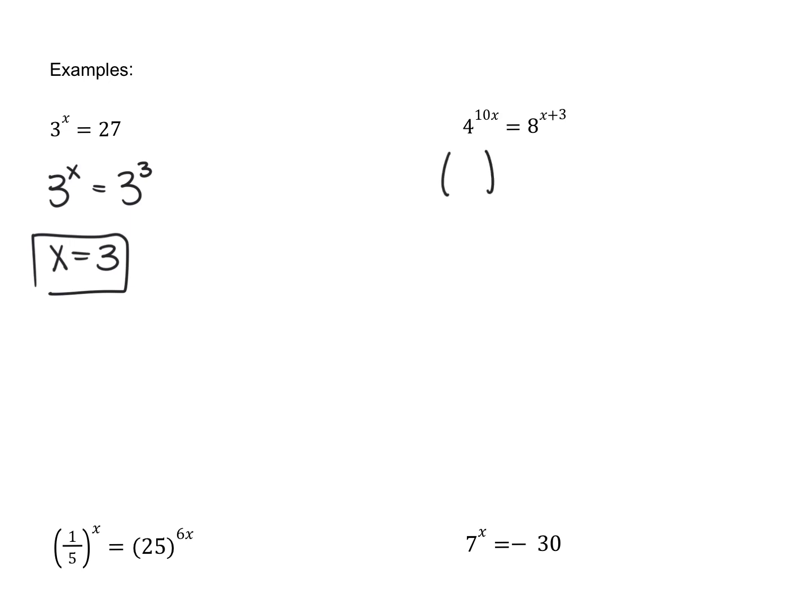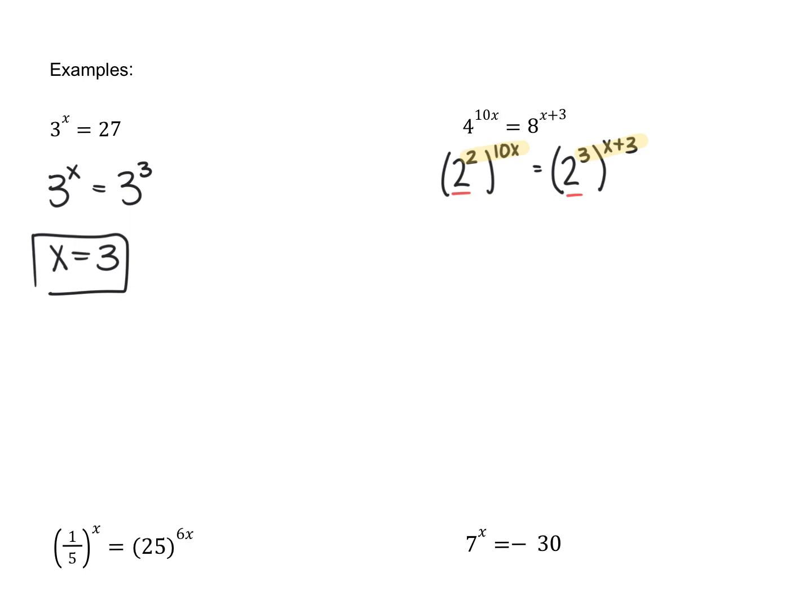All right, so I'm going to start with 4. Well, I know 4 can be rewritten as 2 squared. So my left side is going to become 2 squared, and I still have my 10x. So now I have to think, all right, 8, can I rewrite it as 2 raised to a number? And I can rewrite it as 2 cubed, and then I still have my x plus 3. So now I have my 2 bases that are the same. They're both 2. Now my exponents are the 2 and the 10x, and the 3 and the x plus 3.